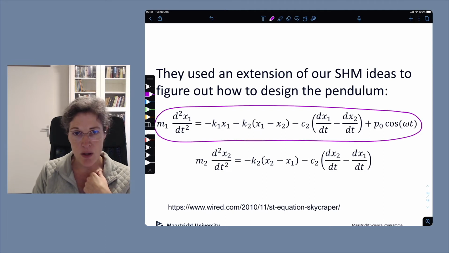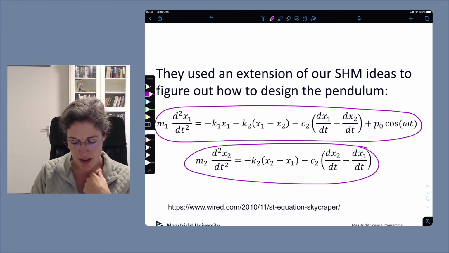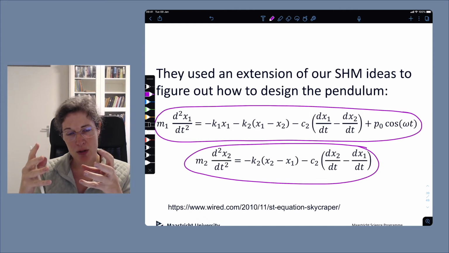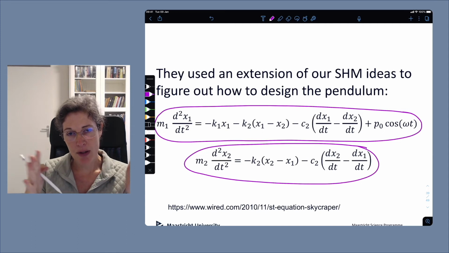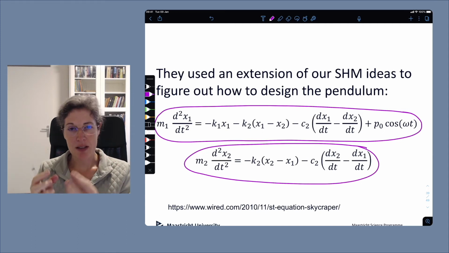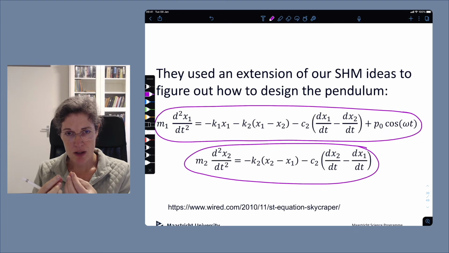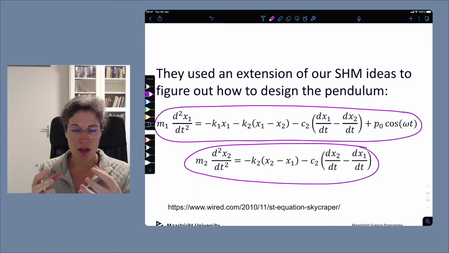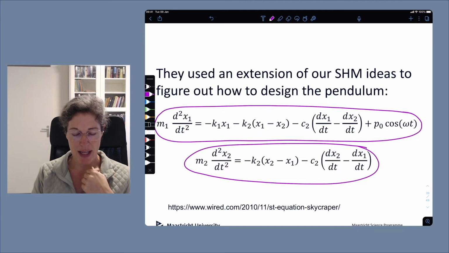So this equation over here is really the equation that is governing the motion of the building itself, and this second equation over here is the equation that's governing the motion of the pendulum. You solve them together, and because you know a lot about the motion of the building, you can figure out exactly what your pendulum should look like to make sure that your building doesn't do mad swaying. So you tune your pendulum so that your building gets the minimal sway that it possibly can.